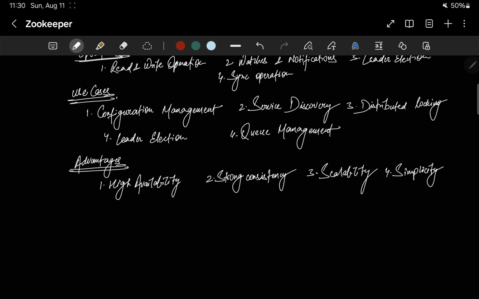ZooKeeper provides simple, well-defined primitives for building complex distributed systems, reducing the burden on developers. Developers can use ZooKeeper's distributed locking mechanism instead of implementing their own, thus saving their time and ensuring correctness. Okay. And last is reliability.